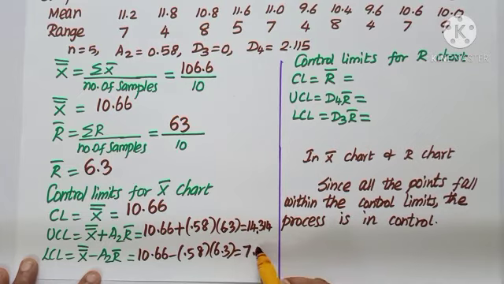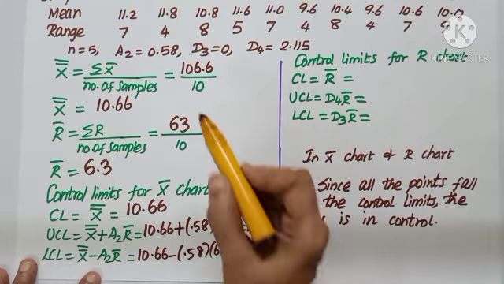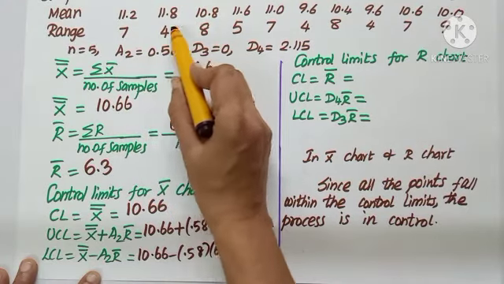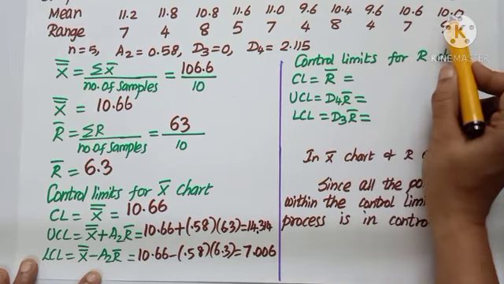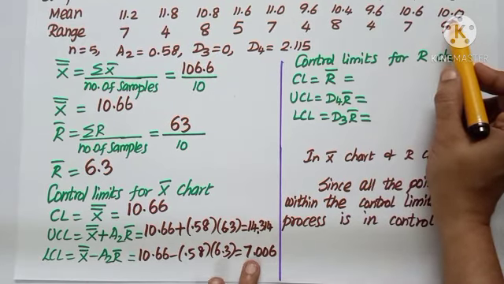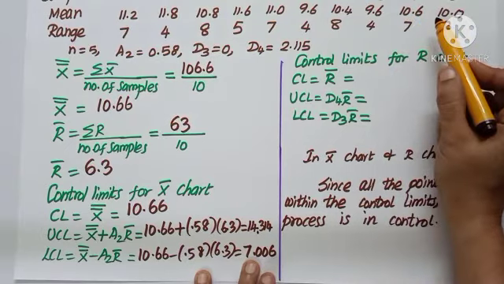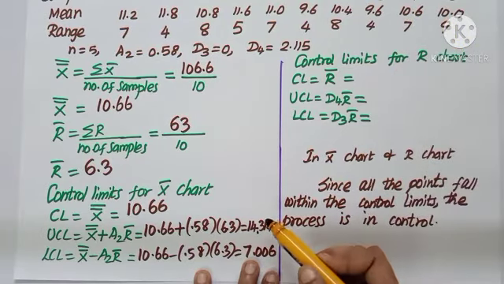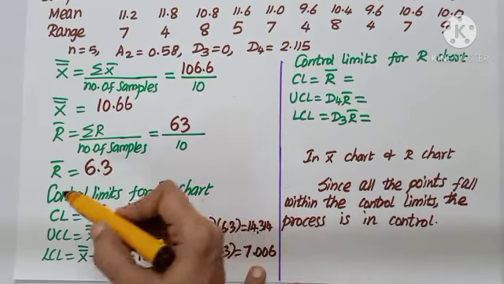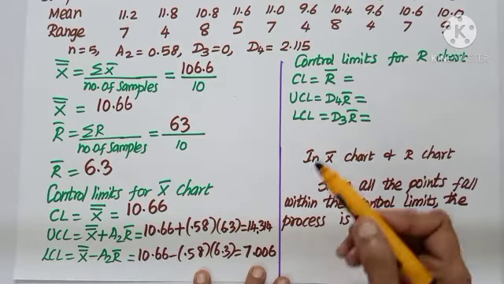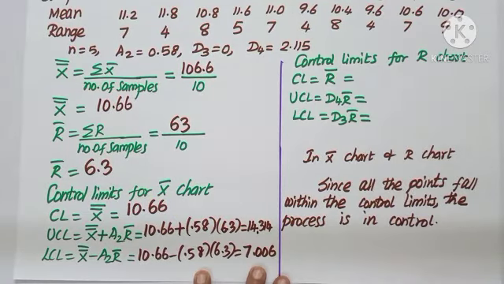We get 7.006. Check the values. UCL is 14.3. LCL is 7.0. When I check the mean values, no value is below 7.0 and no value is above 14.3. So we will say, as long as X bar chart is concerned, the process is in control.